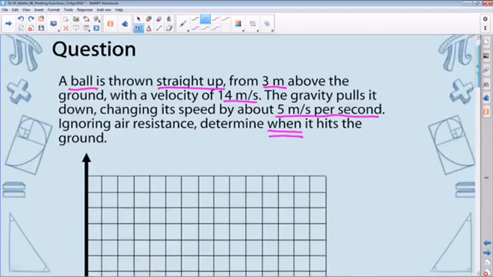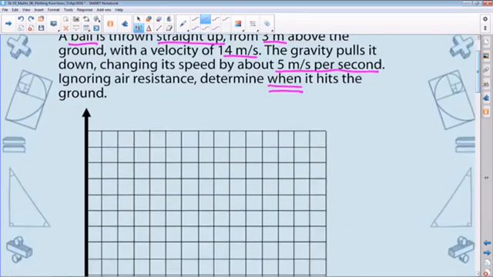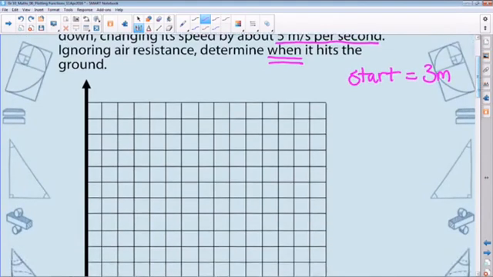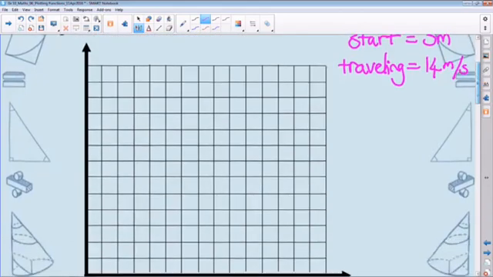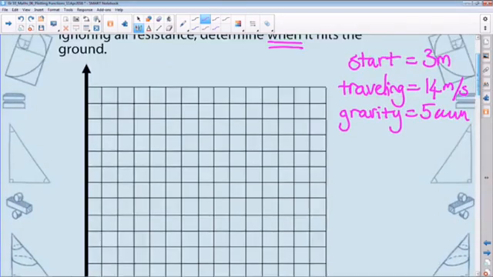Okay, so we have been given 3 bits of information here. We have been given a starting height, so a starting height of 3 meters. We've been told that it's traveling at 14 meters per second. And we have been told that gravity is acting against it at 5 meters per second. So 5 meters per second, pretend I've written it all down over there.